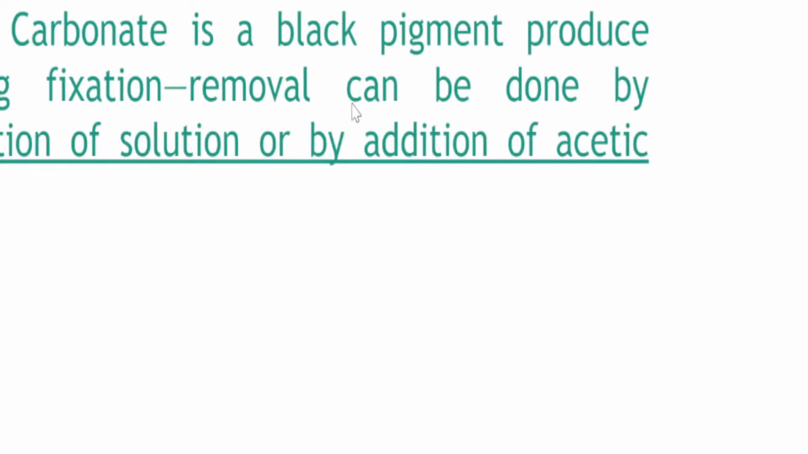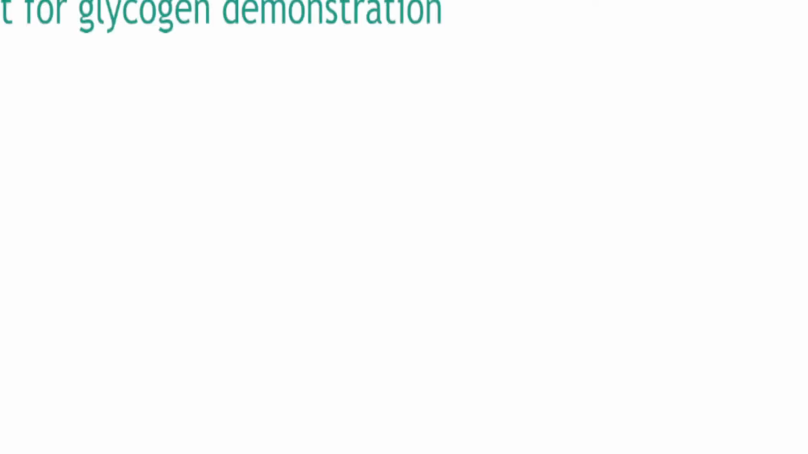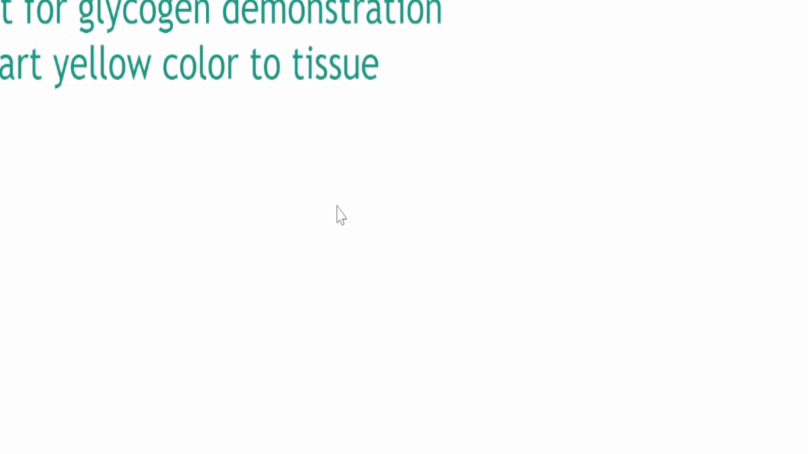Now let's go with lead-based fixatives. Lead as in lead lang siya, class. It's recommended for mucopolysaccharides. Therefore, this type of tissue will be subjected to histochemical staining. Lead carbonate is the black pigment produced during fixation, and it can be removed by, of course, adding acetic acid. Okay? Suka. Sukang puti. Next, move on to picric acid fixatives. Picric acid fixatives are excellent for demonstration of glycogen, and they impart, of course, a yellow color to the tissue.